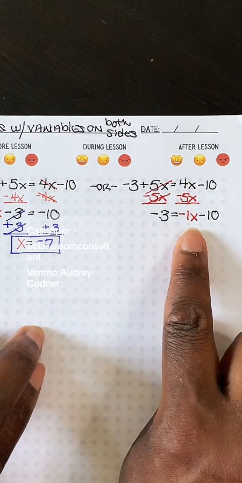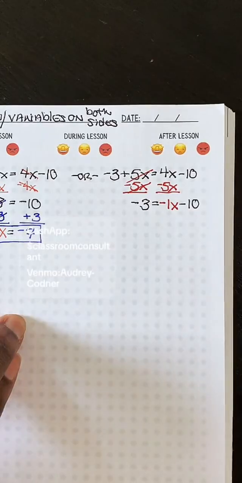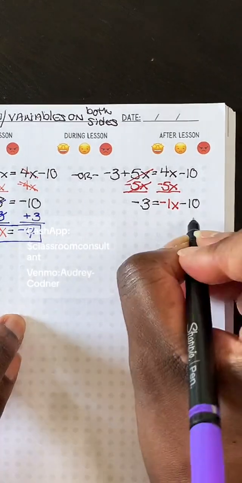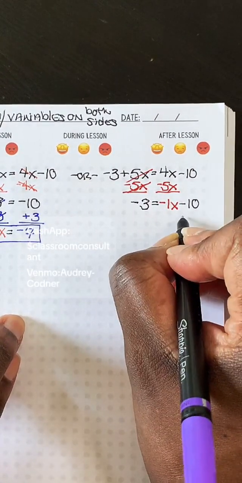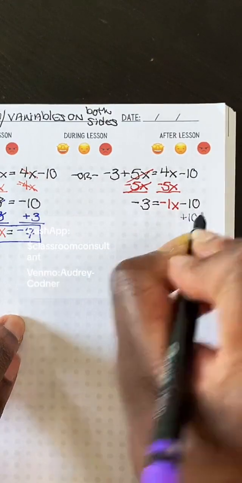So again, we want to isolate our variable. So our variable right now is that negative x. So that means I need to get rid of this 10. And the inverse of minus 10 is plus 10.